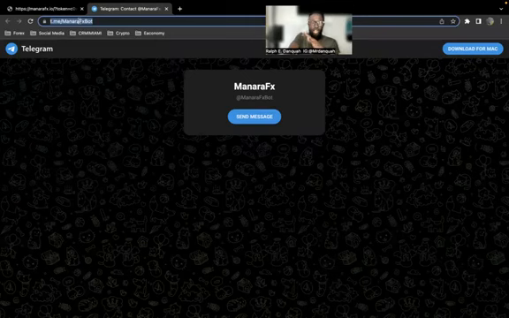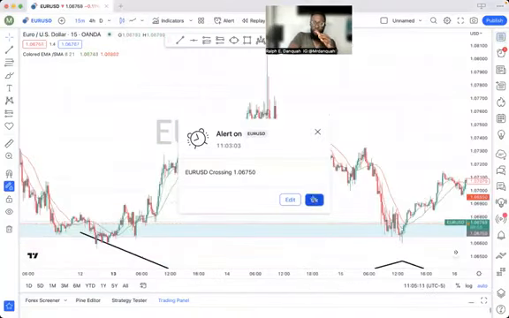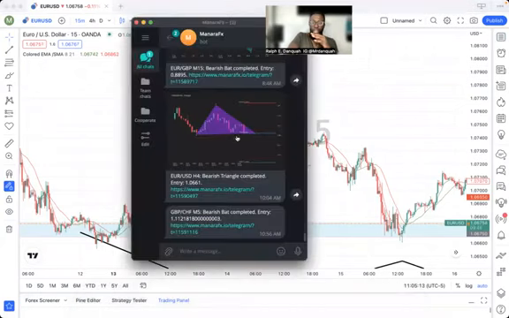If you don't have your phone or your Telegram on your computer, you can copy this and just send it to yourself, email or text it to yourself, and then make sure that you get it on a device that has Telegram. Once you have it there, what you're going to do is click start and type /alert.